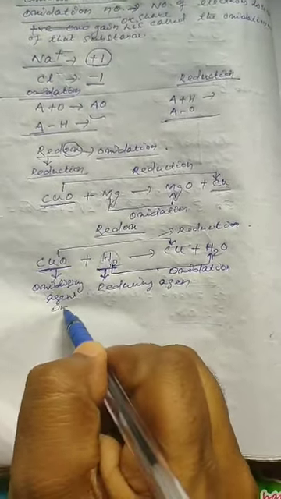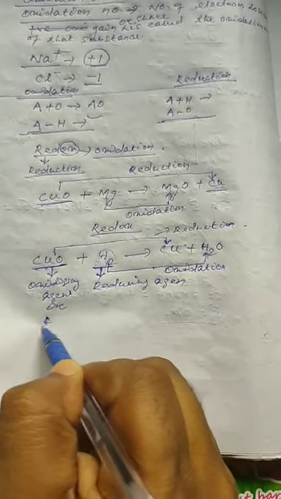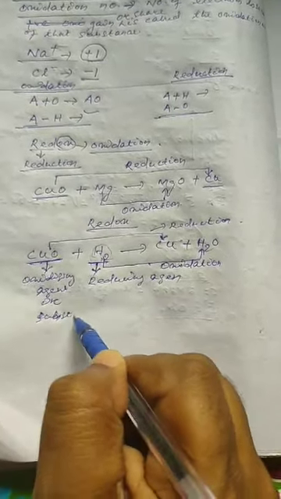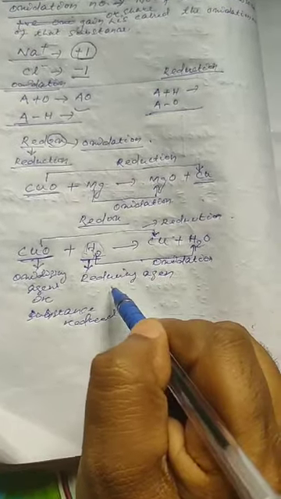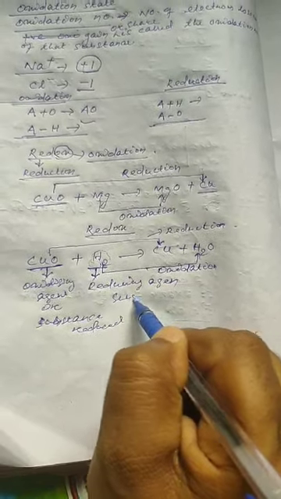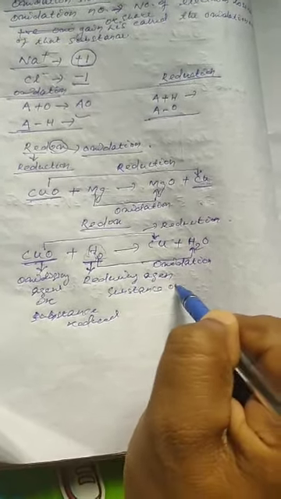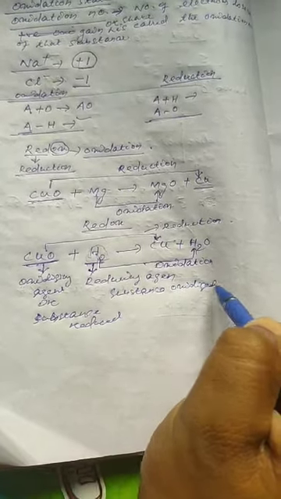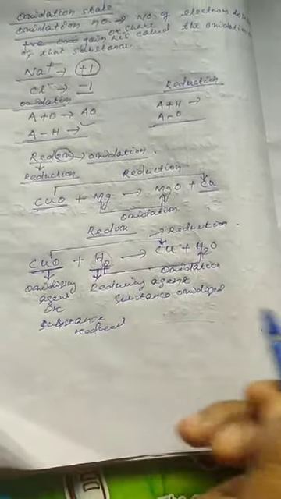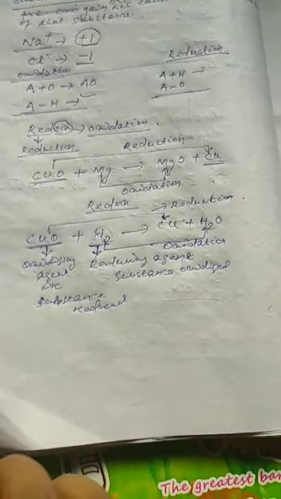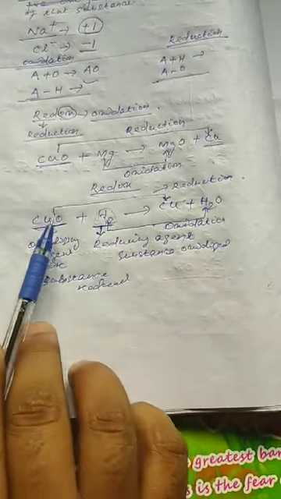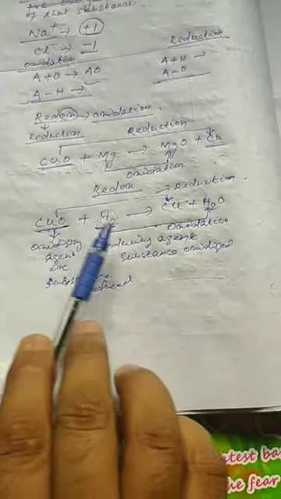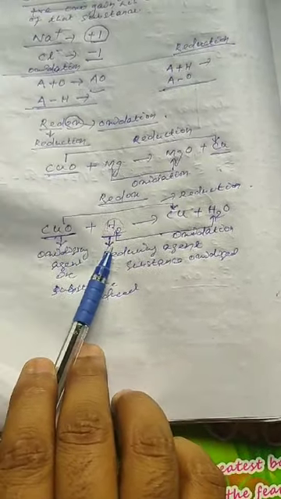Understood? Now the substance which is the oxidizing agent is known as the substance reduced. And which is the reducing agent, that is known as the substance oxidized. Understood? So now if I tell about which substance is reduced, it is copper oxide in the presence of hydrogen. So copper oxide is the substance reduced and hydrogen is the reducing agent.